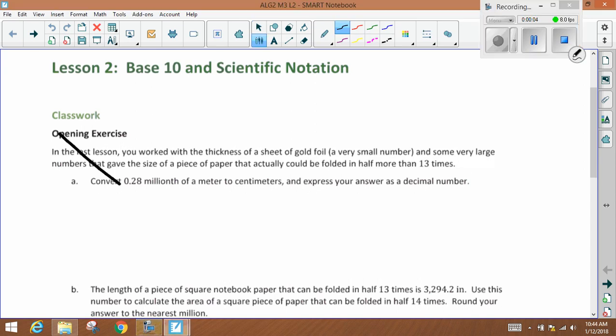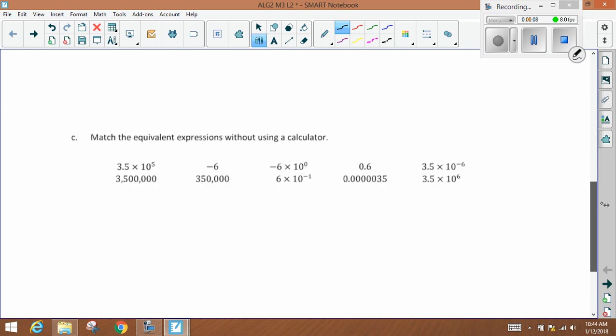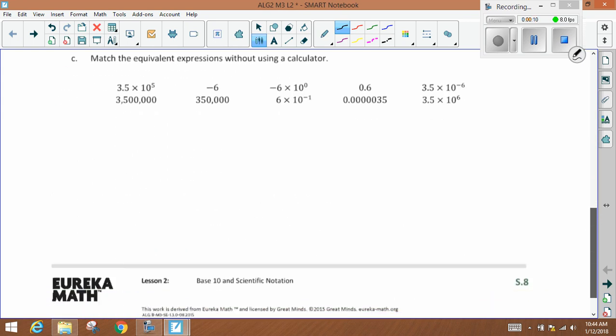So we're not doing this. We are going to do this. All right, so scientific notation. So the weirdest one is -6.